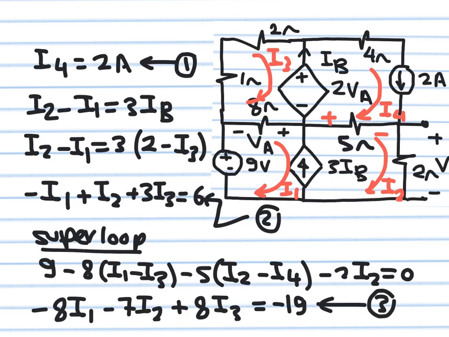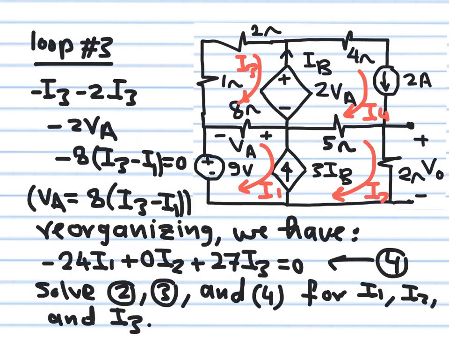I simply reorganize it in the form of I1, I2, I3, and get rid of I4, replacing I4 by 2 amperes. If you do that, and I encourage you again, if you're not sure how I got this, stop the video now and simplify this equation, collect the different coefficients, you will get this equation here. Okay, we have one more loop to do, loop number 3.